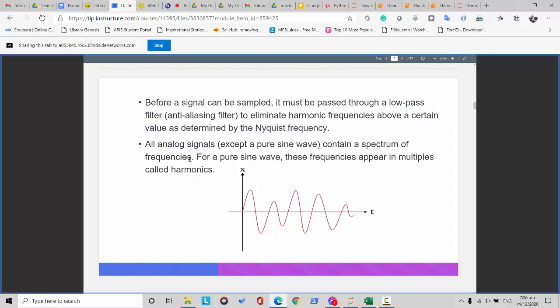Now the analog signals, except a pure sine wave, contain a spectrum of frequencies, no? This is an example of that. Now for a pure sine wave, these frequencies appear in multiples called harmonics. So those are some terms of the analog signal.